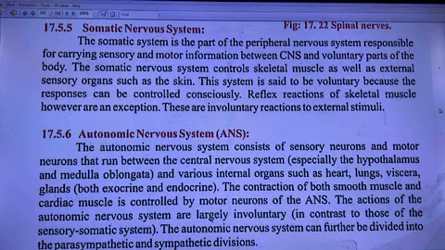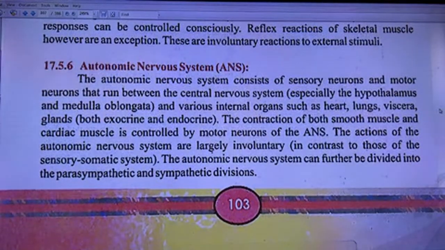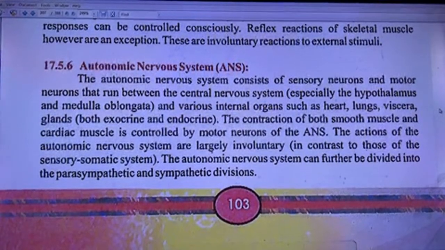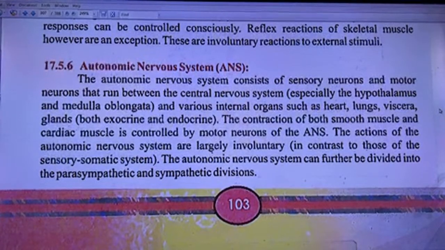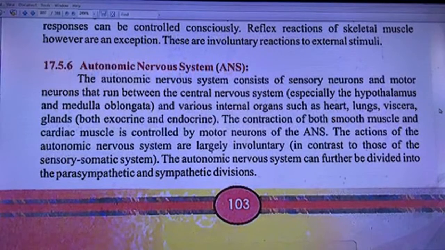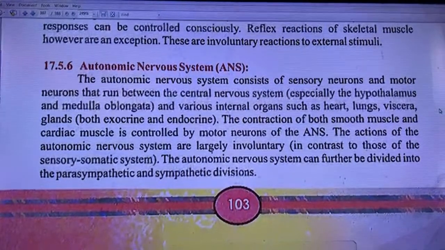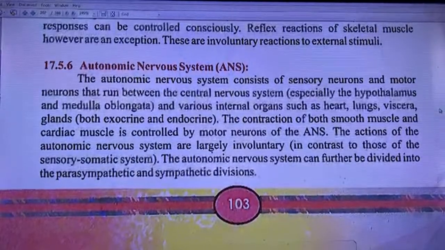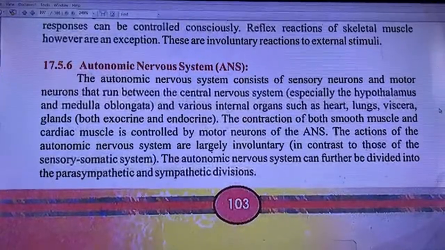Autonomic nervous system. The autonomic nervous system consists of sensory neurons and motor neurons that run between the central nervous system, especially the hypothalamus and medulla oblongata, and various internal organs such as the heart, lungs, viscera, and glands, both exocrine and endocrine. The contraction of both smooth muscle and cardiac muscle is controlled by motor neurons of the autonomic nervous system. The actions of the autonomic nervous system are largely involuntary, in contrast to those of the somatic system. The autonomic nervous system can further be divided into the parasympathetic and sympathetic divisions.